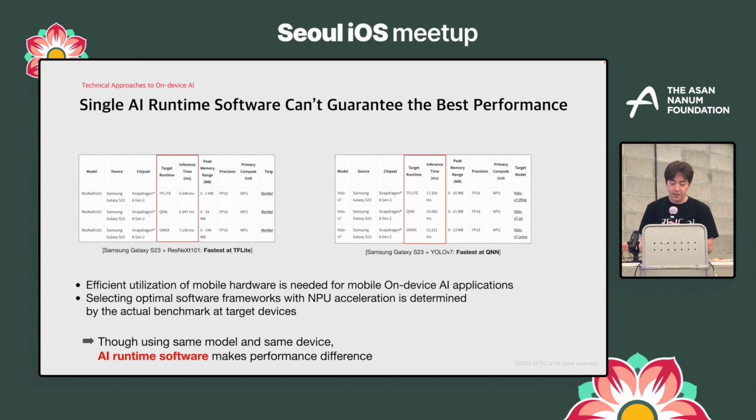For ResNet, TensorFlow Lite runs fastest at the ResNet 101 model. But if you change the model to YOLO V7, it runs very fast on QNN. So we cannot guarantee the best performance on the target devices with a single inference run or a single architecture. That's why we need a unified software framework.